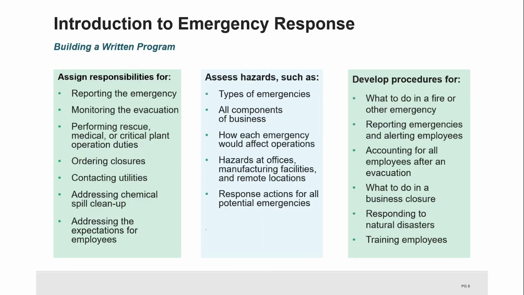Let's start with building a written program. This is how you start. The first thing you want to do is assign responsibilities. This is you bringing in your managers, supervisors, foremen, and lead men, and assigning duties on certain emergencies. Some may have CPR training. Some may have first aid training. Some know the equipment and how to shut it down safely. So you want to assign a responsibility for each and every emergency hazard or action plan you have.